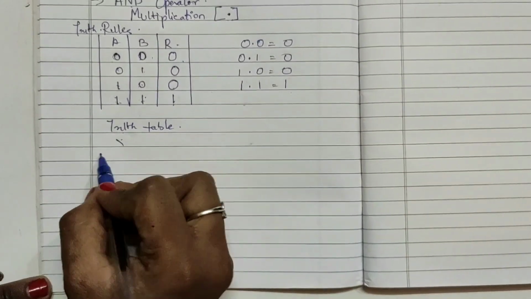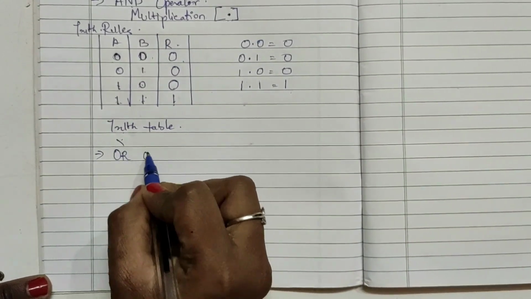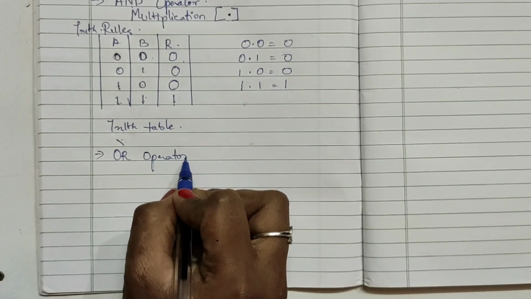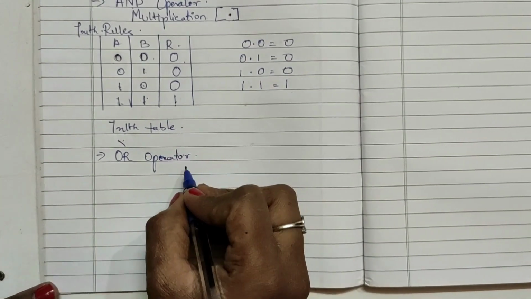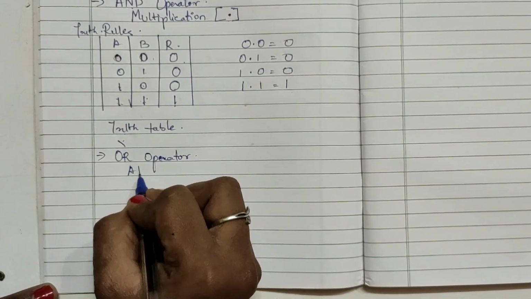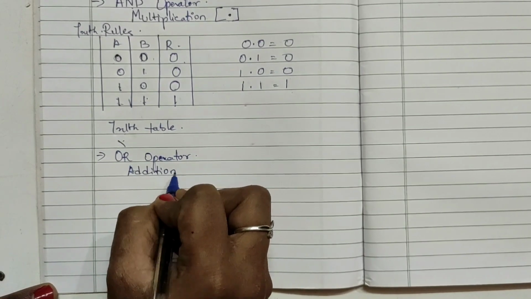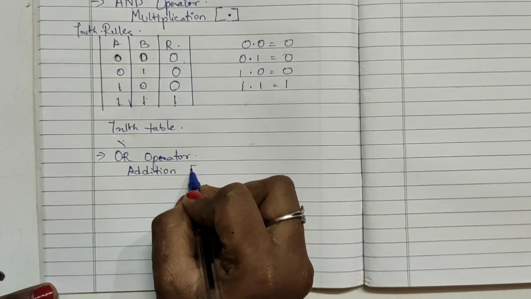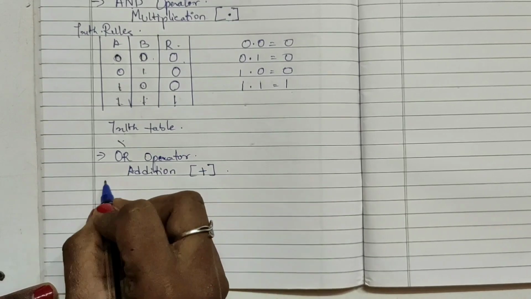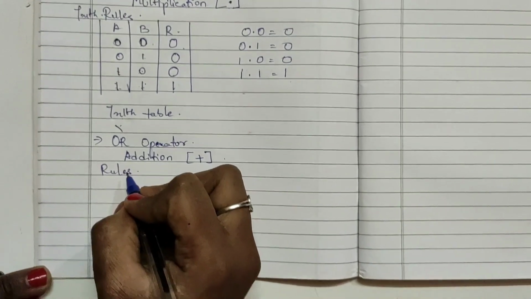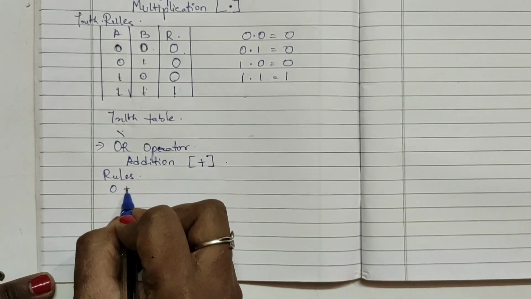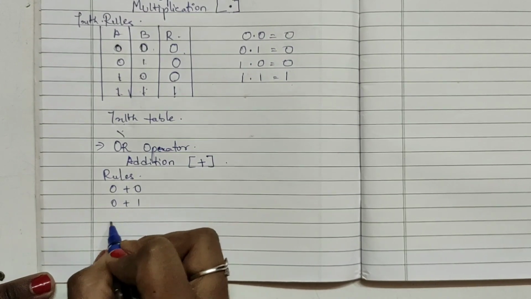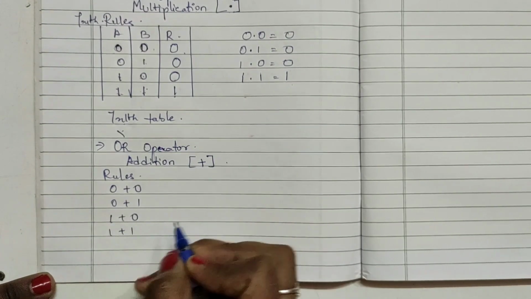Now let's look into the OR operator. The OR operator will perform the logical addition, and it is denoted with the symbol plus. Let's look into the rules. The rules here are 0 plus 0, 0 plus 1, 1 plus 0, 1 plus 1.